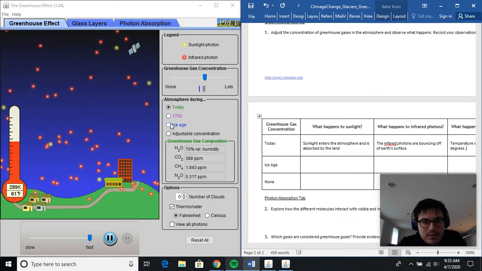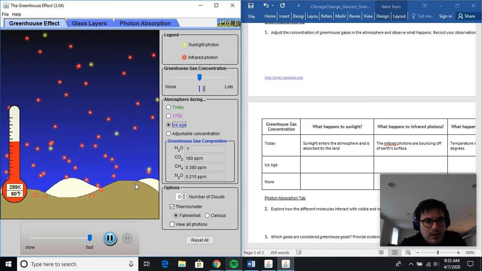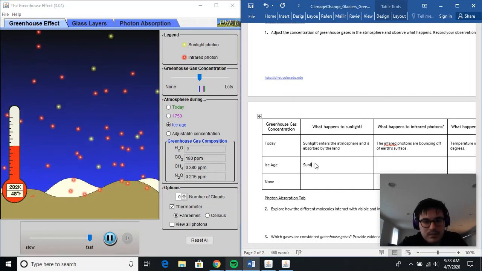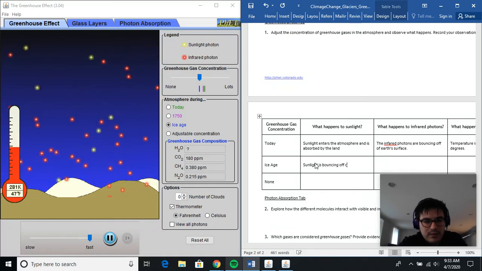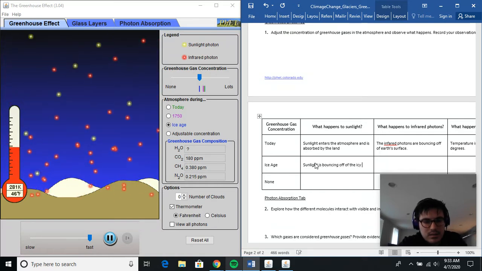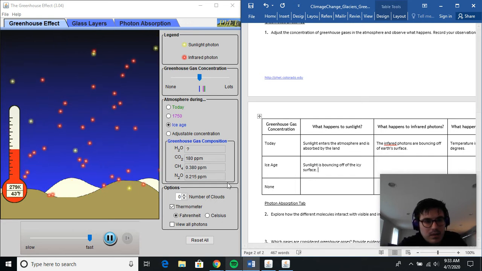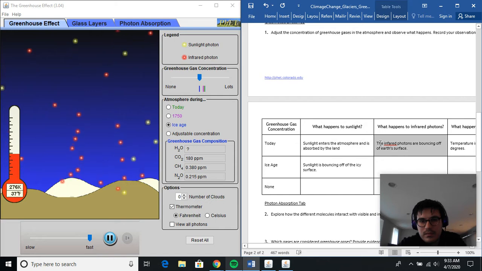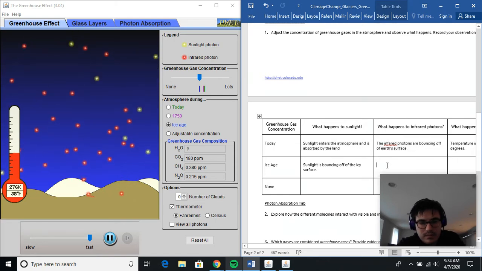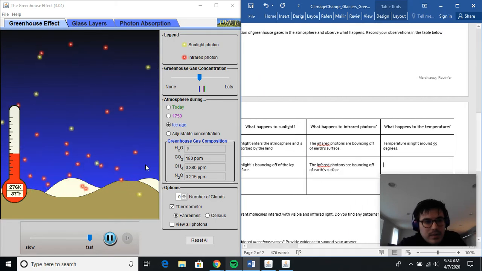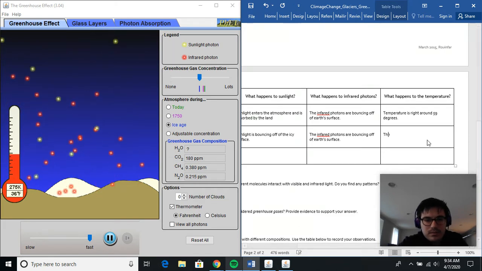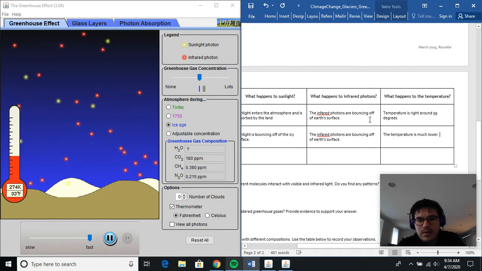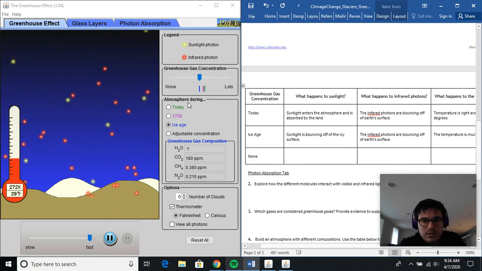All right, let's go to the Ice Age. All right, now what happens? Well, sunlight is now bouncing off. Yep, the infrared photons are doing the same thing. I'm just going to copy and paste that. And what about the temperature? The temperature is much lower. Think about why you might think that is. So what's the difference between these two?